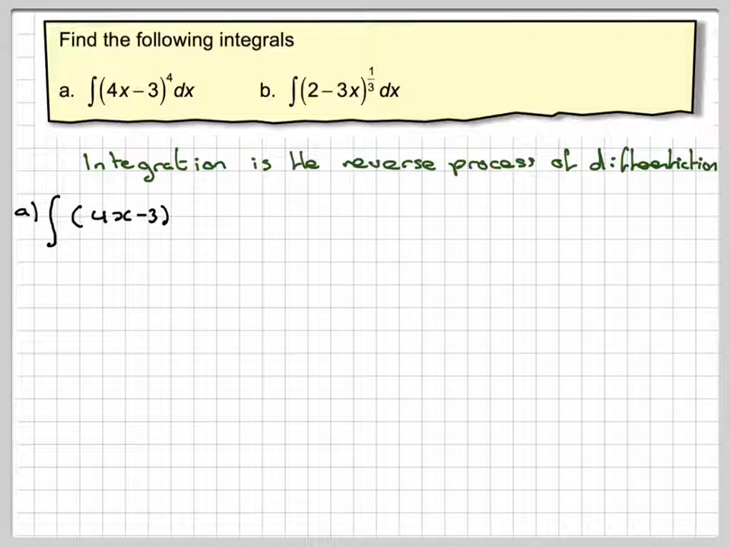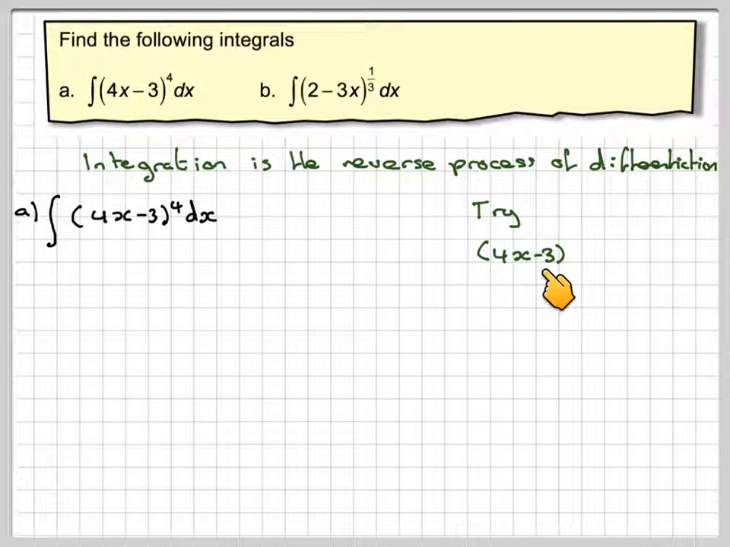So write down the integral. The integral of (4x minus 3) to the power of 4 dx, and this is what you do. You're going to try (4x minus 3) to the power of 5, i.e. integration normally means raise the power by 1. And what we're going to do to check to see if that's the right answer or not, so this is sort of a guess of what the right answer is, we're going to differentiate this and see what we get.